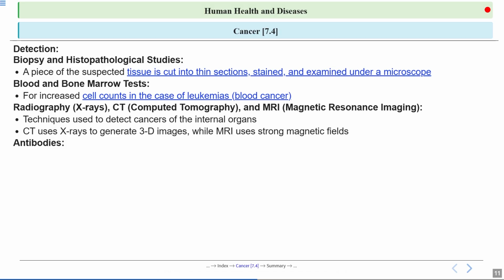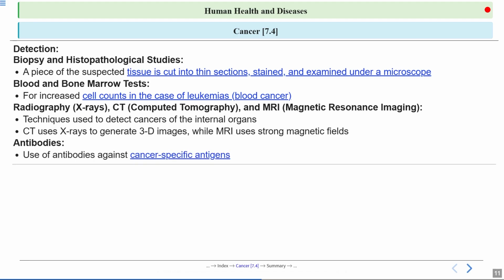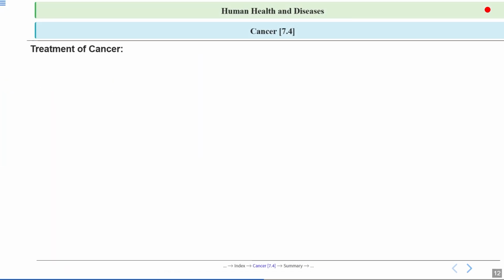Another detection method involves antibodies. These are special proteins made by the immune system that can recognize and bind to specific targets. Doctors use antibodies against cancer-specific antigens. These antigens are like unique ID tags found only on cancer cells. So the antibodies help highlight or even capture these cells for detection.